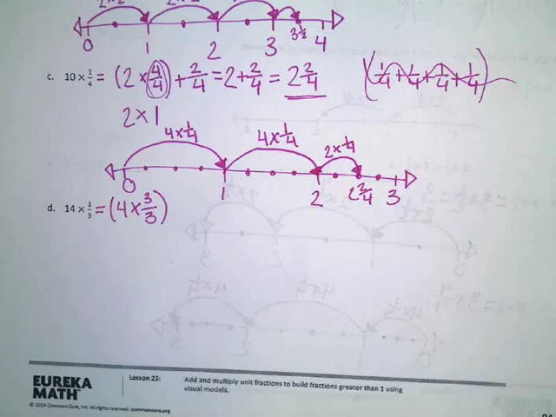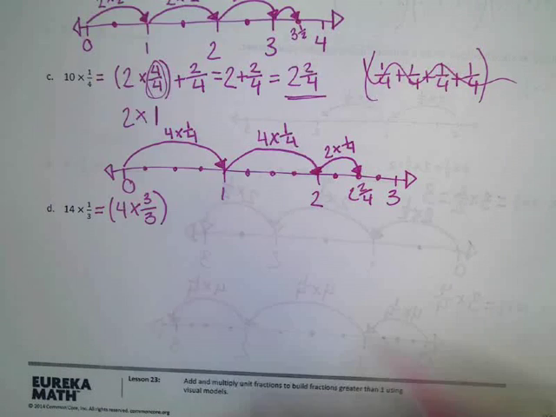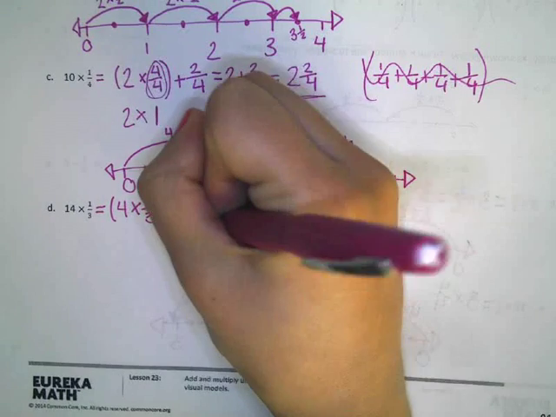All right, how many leftovers does that give me? What's 4 times 3? 12. So how many leftovers will I have? 2. So plus 2/3.